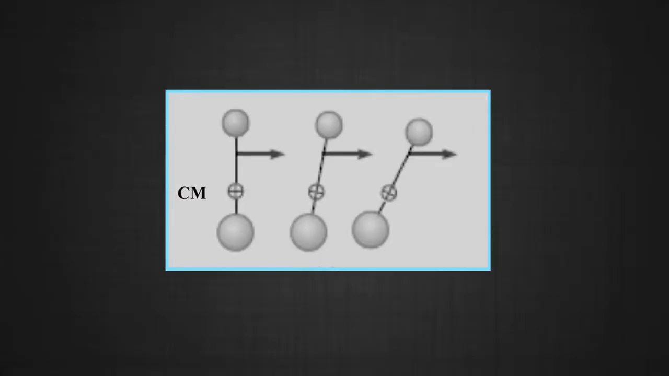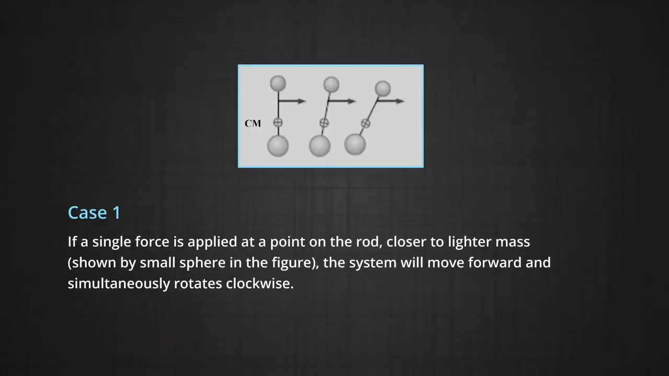Let's try to do it for a simple system comprising two point masses of different values, separated but connected by a massless and rigid rod. If a single force is applied at a point on the rod closer to the lighter mass, shown in the figure by a small sphere, the system will move forward and simultaneously rotate clockwise.